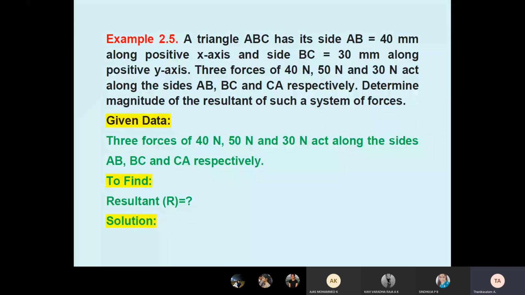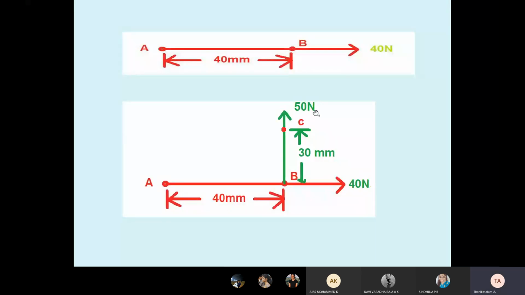So you have to write the given data. Three forces of 40 Newton, 50 Newton, 30 Newton act along the sides AB, BC and CA respectively. AB means positive x-axis. As given in the question, AB 40 mm along positive x-axis. So see here, I am taking positive x-axis. AB 40 mm. Here I am going step by step. I have already drawn the diagram for explanation purpose.